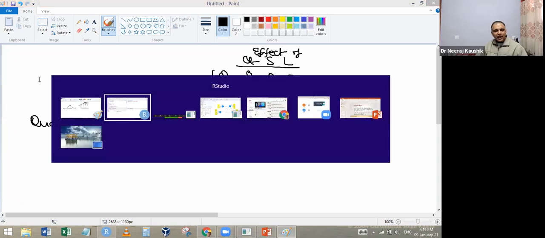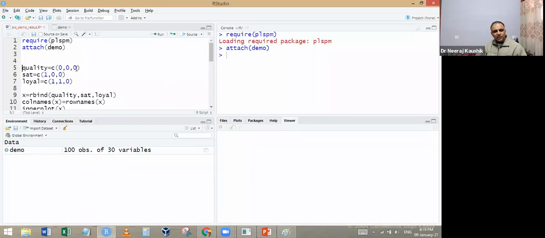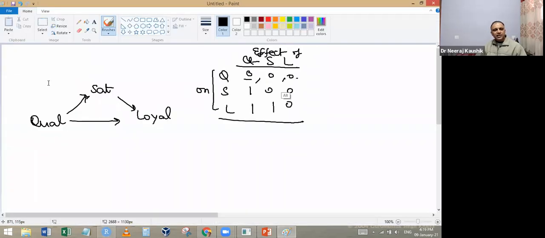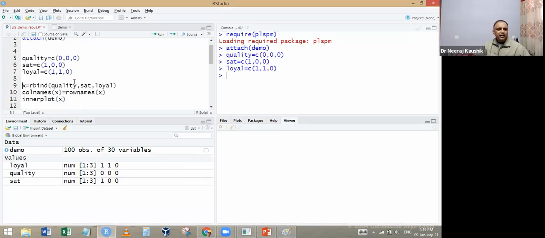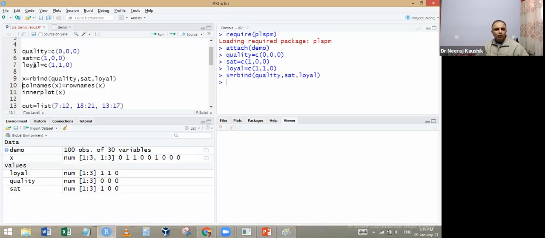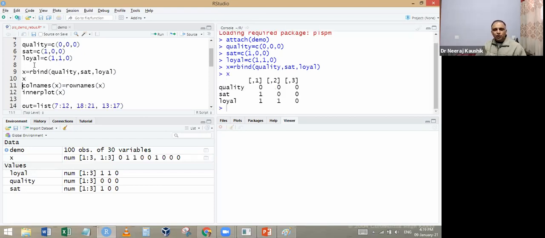And now how will I write it? I write quality is equal to c, a concatenation, 0 0 0. See, this is 0, 0, 0. Next, satisfaction is equal to c, 1 0 0, and loyalty is equal to c, 1 1 0. Defined all three. Enter, enter, enter. rbind says put all 3 together, like putting them into an envelope. Now, if you just see what is meant by X so far, it will say, just see it here, 0 0 0, 1 0 0. It's a sort of matrix.